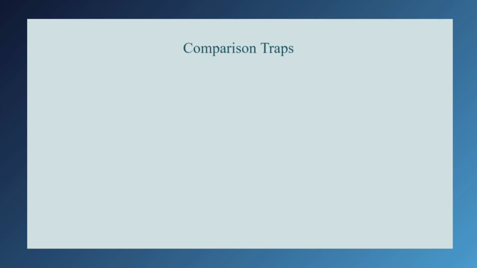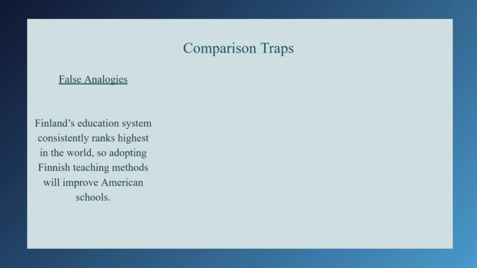Here are some traps to watch out for when dealing with comparisons. False analogies: comparing two things that are not similar in relevant ways. So, Finland's education system consistently ranks highest in the world, so adopting Finnish teaching methods will improve American schools. Education tends to be a reflection of the culture's values and goals, so different cultures, student populations, and resources make this comparison weak.